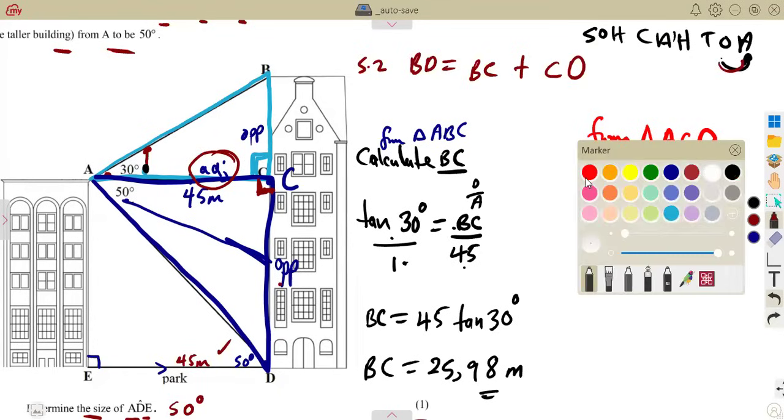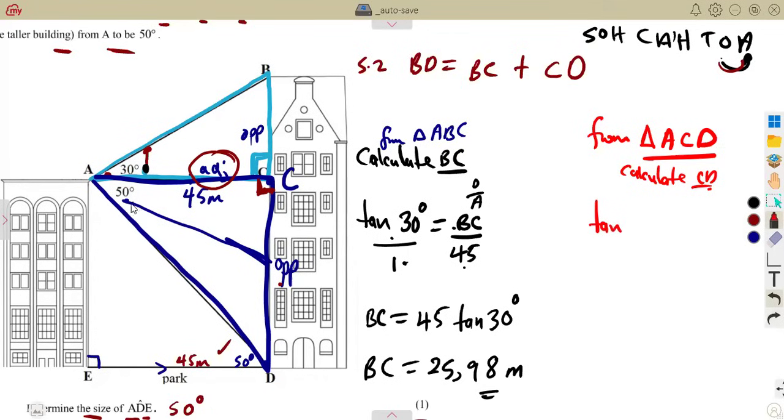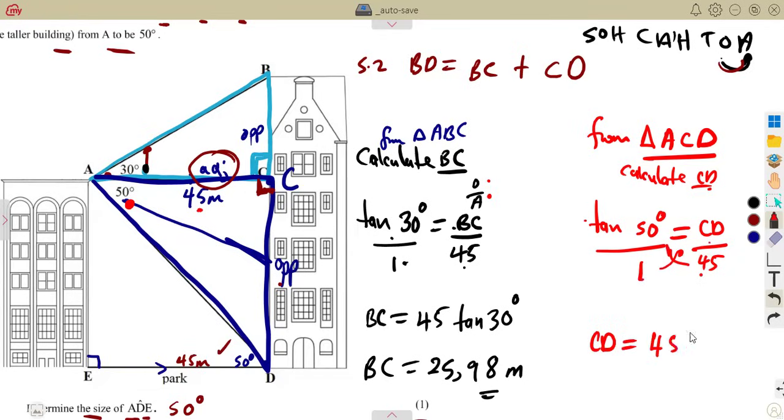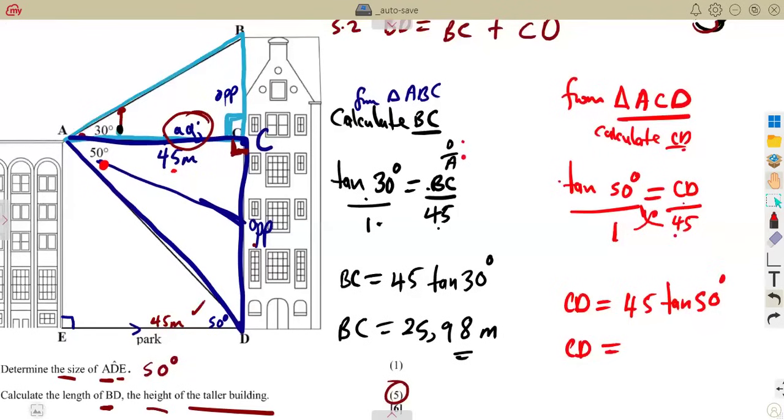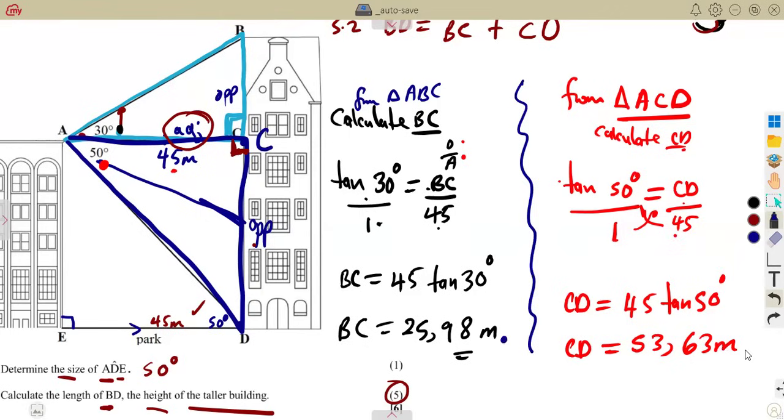So here we're going to use the same ratio of a tan, but this time it is tan of the angle 50 degrees is equal to the opposite over adjacent. So opposite, which is CD, over the adjacent. And what is our adjacent? 45. So you can calculate the CD over 1, just cross multiply just like the previous case. So CD is going to be 45 tan 50 degrees. This gives us the length of CD, which is 53.63 meters.